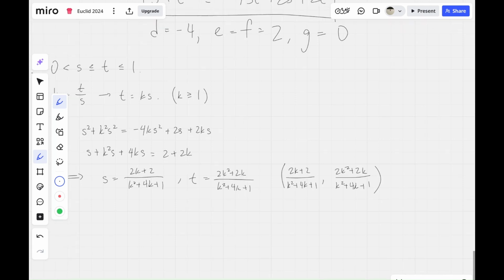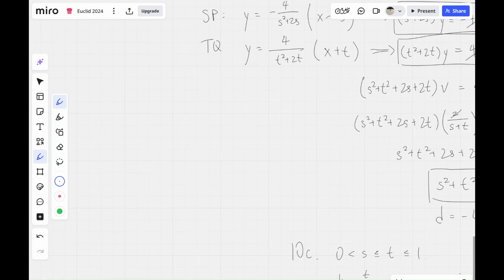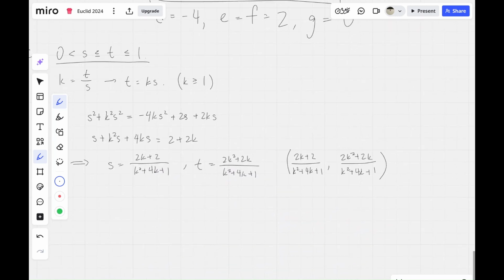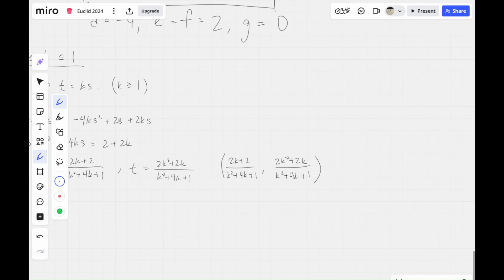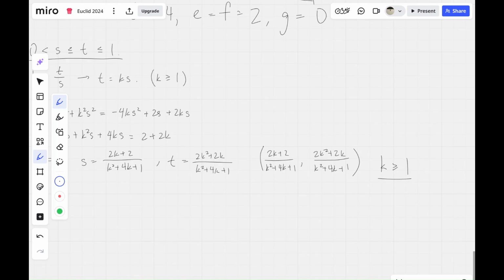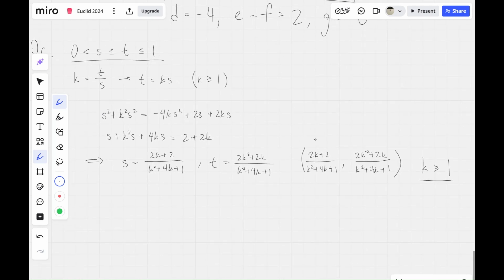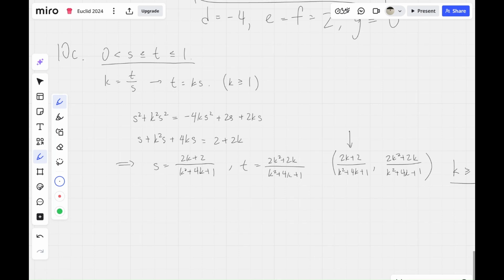However, we still need to verify that this condition holds. Now, we've already checked s is less than or equal to t because we forced k to be at least 1. Additionally, since k is positive, we see that s here is also clearly positive. So the remaining condition is t is less than or equal to 1.